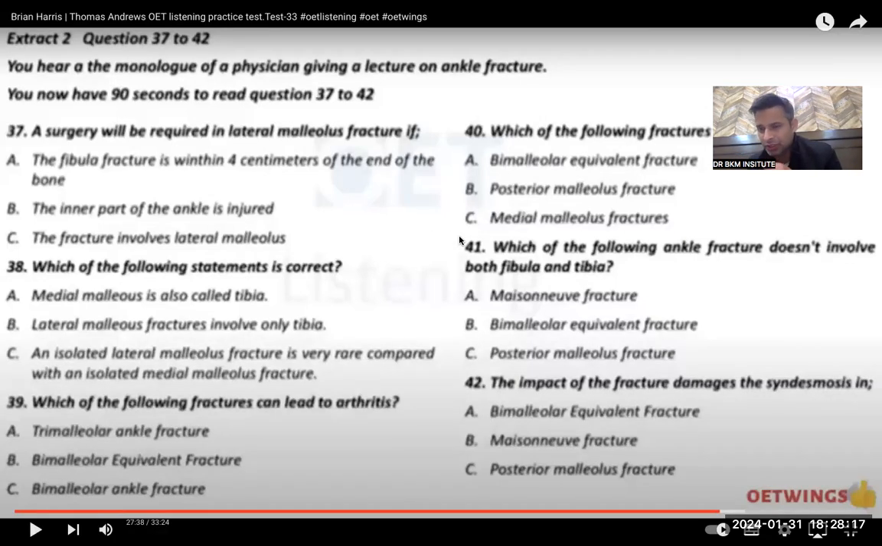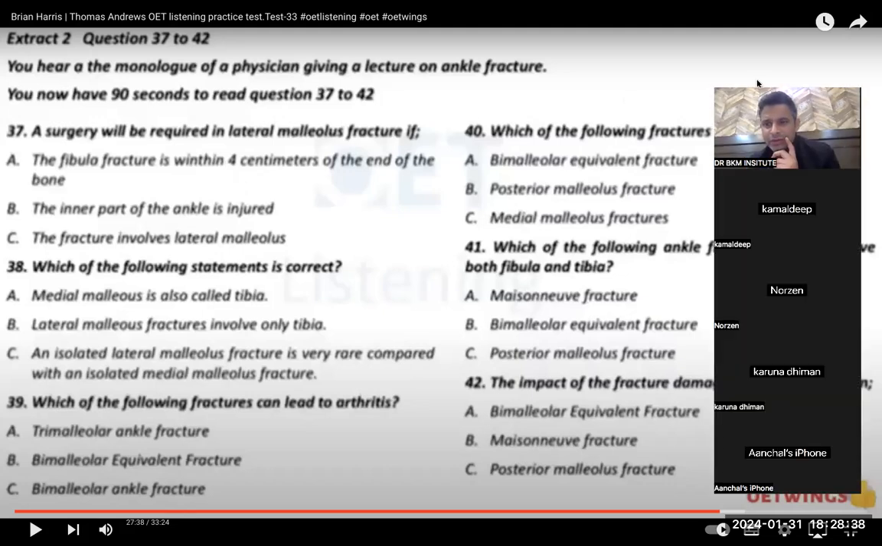If I can read the question number 1, any option that is a strict option, generally asking. Any option, if I can find a strict word, that I normally say is a strict word. Which is the only, most. In question number 37: within 4 centimeters of the end of bone. Thank you very much, Karuna ma'am. So this is the word that is a strict word.